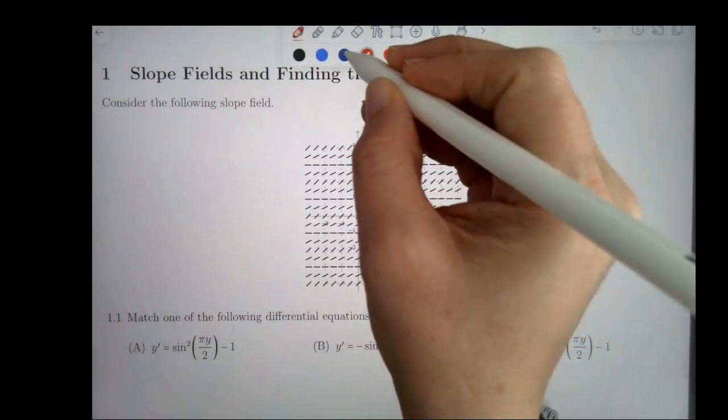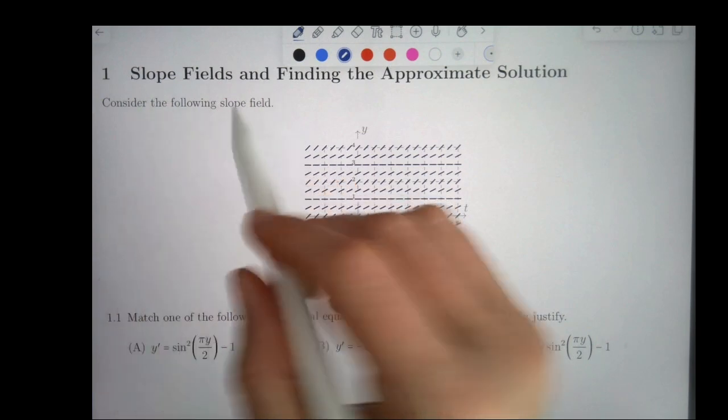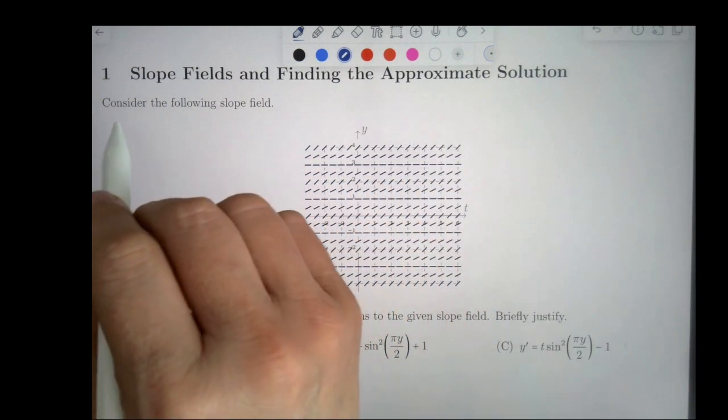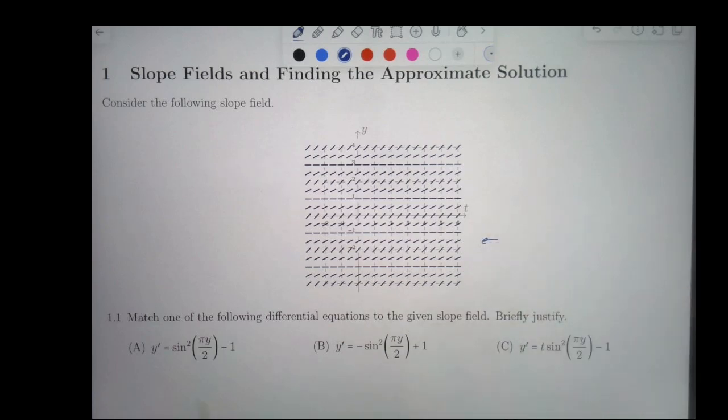So let's start with the review with slope fields and finding approximate solutions. Consider the following slope field. That's the graph, and it's asking us to match one of the following differential equations to the given slope field.